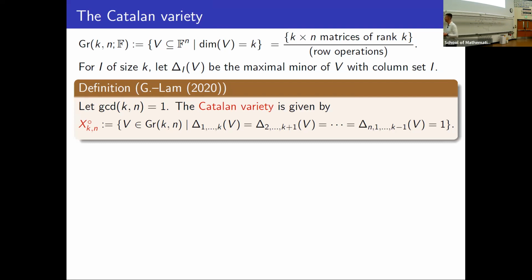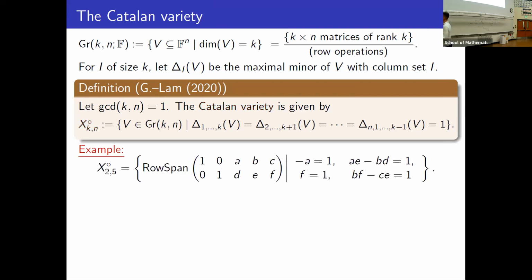For example, for the case where k is 2 and n is 5, I'm looking at 2 by 5 matrices. I know that the first k columns form a non-zero determinant, so I can apply my row operations uniquely to force them into the identity matrix. And then the rest of the entries are just going to be arbitrary entries, but they have to satisfy these extra equations.